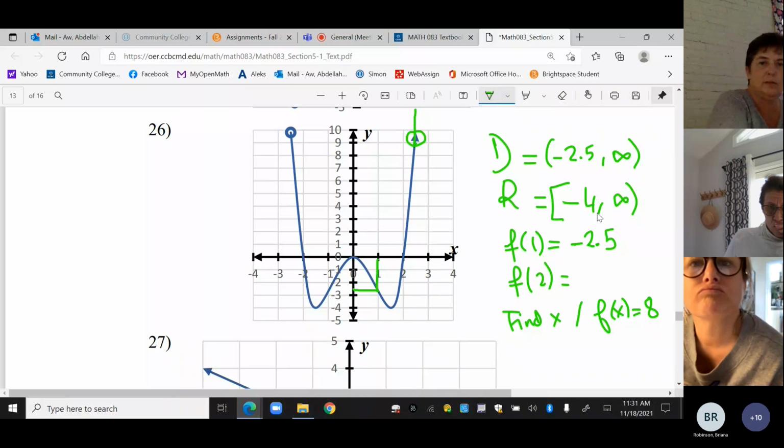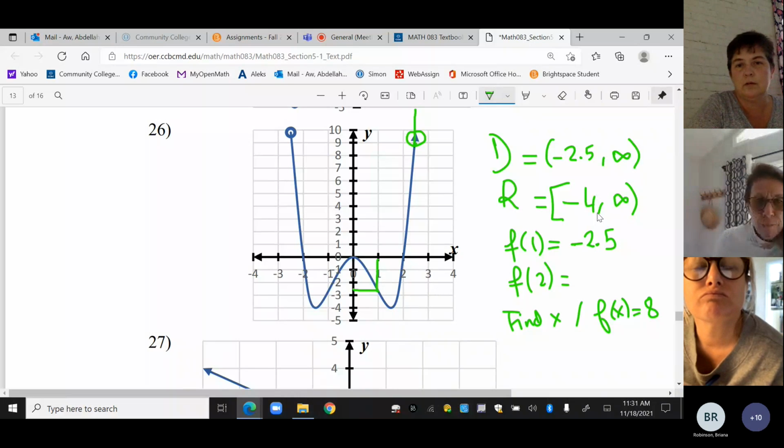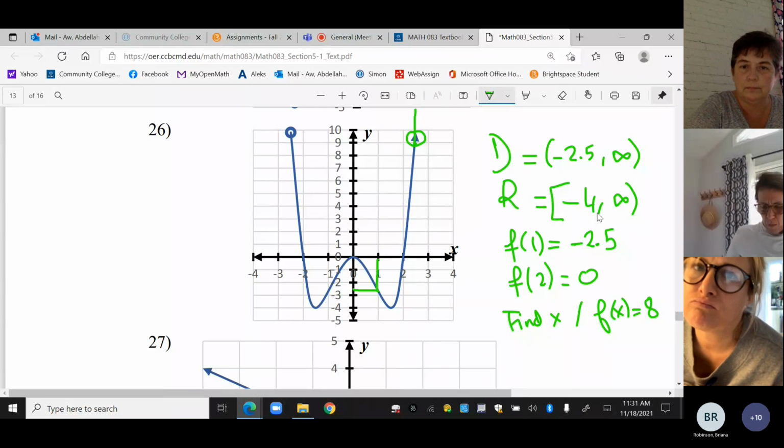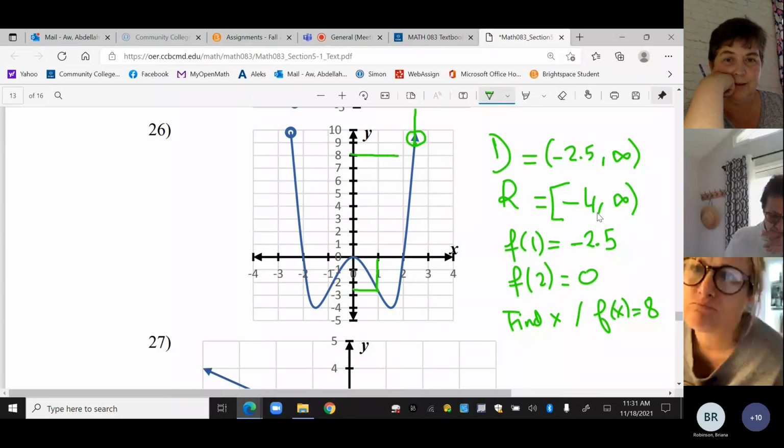How much is f of 2? I believe that would be an x-intercept. Yeah, exactly, it's an x-intercept. So how much is f of 2 then? 0. Thank you. Okay, what are the x's such that f of x is 8? How many of them, first of all? Two x's. You got 2 x's, thank you very much. What are they? Negative 2.5 and positive 2.5. Exactly.